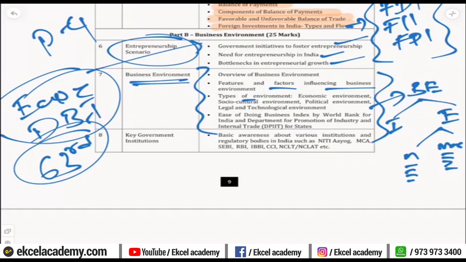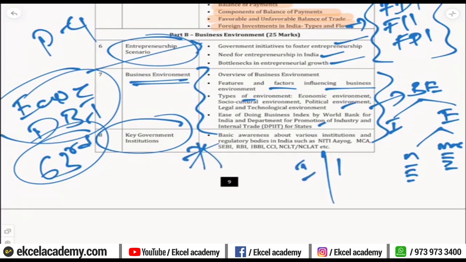Then we also have something about the World Bank and development promotion industry, internal trade for states. All these things are covered in this chapter. Paper 3 concludes with key government institutions, which is very important. It is highly informative. We get a lot of facts and figures.